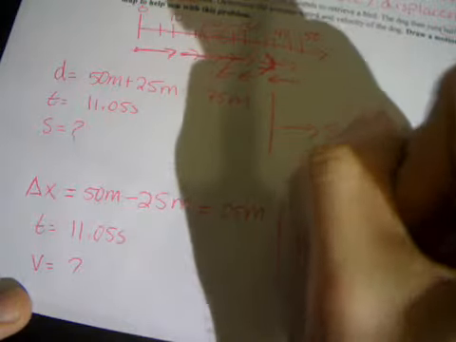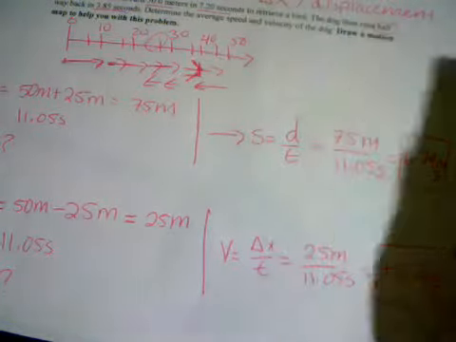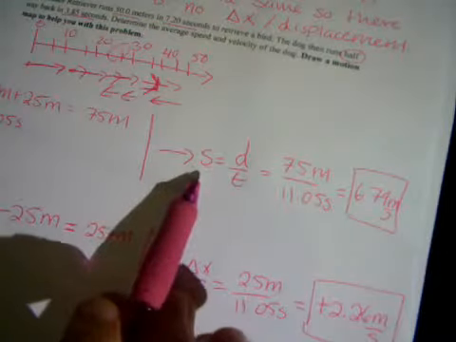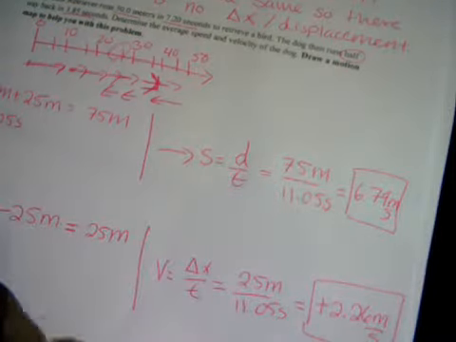So same gist, v equals change in x over t is our velocity equation. We just plug in 25 meters over 11.05 seconds equals a positive 2.26 meters per second. Okay, that's our velocity, so that's how fast we went per second. And the speed was how long it took us to travel the entire distance, the entire path, not caring about direction. Okay?